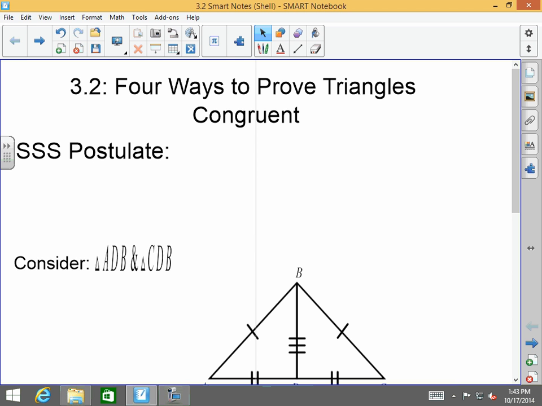Welcome back to Mr. Morrow's Honors Geometry class. Today we're going to be learning about 4 ways to prove triangles congruent. And in order to do this, you really have to understand how to recognize corresponding sides and angles. So let's get right to it.